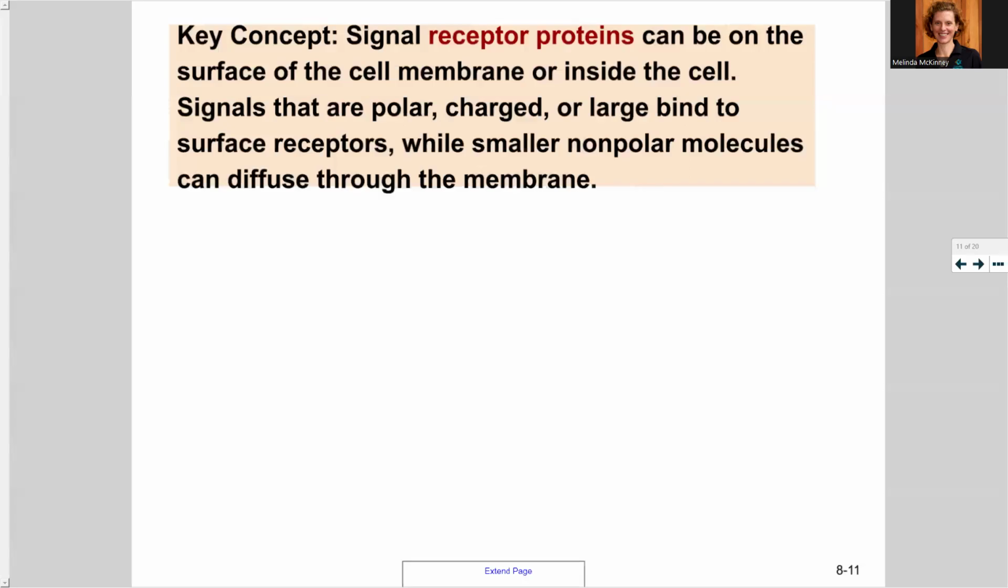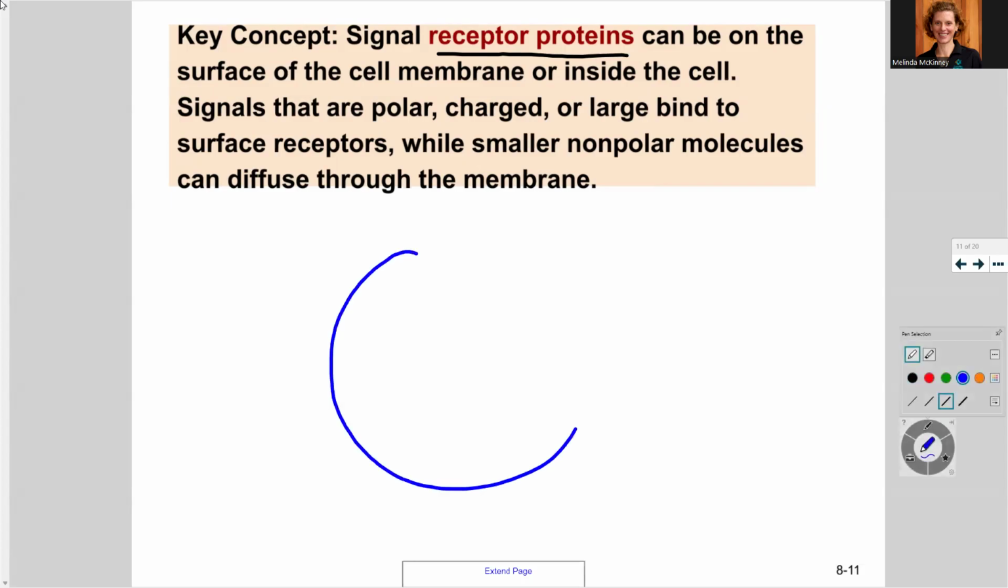This Bio 181 video is on cell signaling, chapter 9. We're talking about receptor proteins and just their location. So they can either be on the surface of the cell, so on the membrane. So you can have your receptor protein out here.